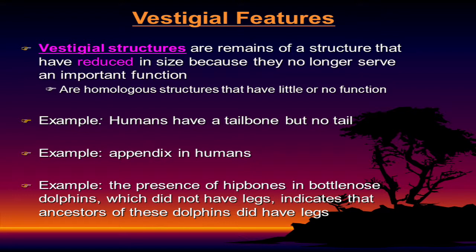Vestigial structures are remains of a structure that has reduced in size because it is no longer serving an important function. For example, the human appendix or wisdom teeth.